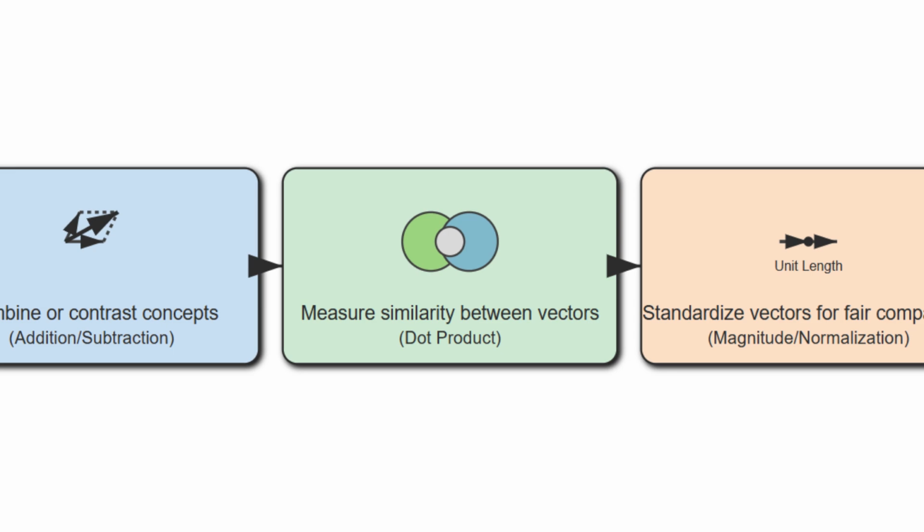Next, the dot product is crucial for measuring similarity. If you have two vectors, a higher dot product generally means they are more alike. Imagine comparing two users' movie preferences. A high dot product suggests similar tastes.